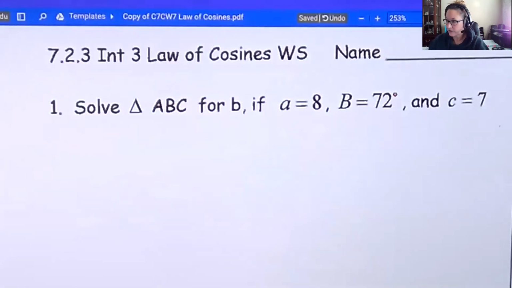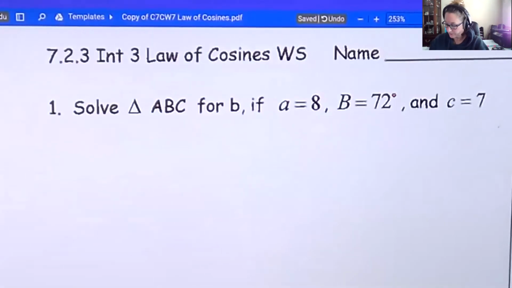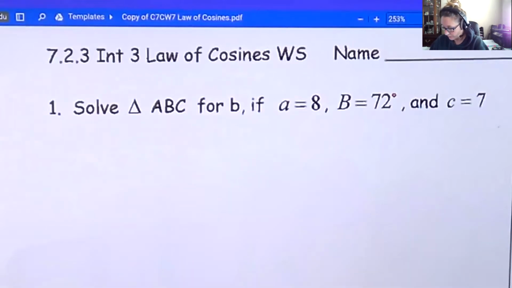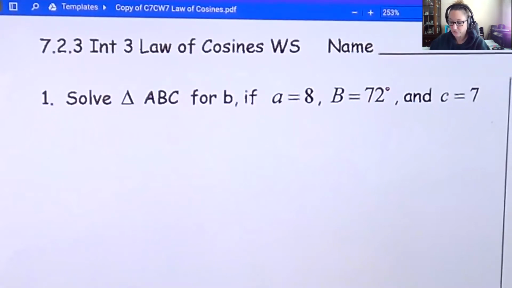This video is on the law of cosines worksheet. We had done the first problem and notes in class. I'm going to re-talk about the formulas, then redo one, and then do the rest of the worksheet. Again, use this video as a reference. Try the problems first. Come to the video to see which ones you weren't understanding and see how to do them.